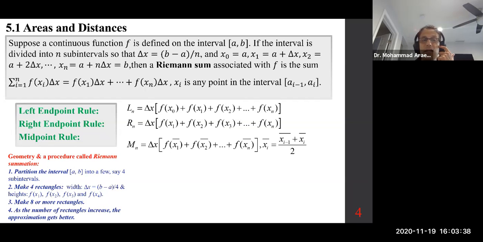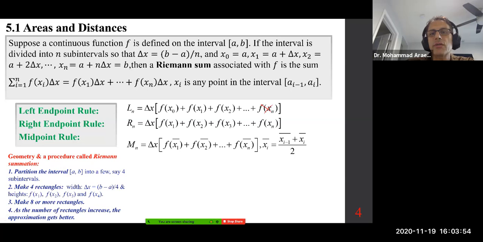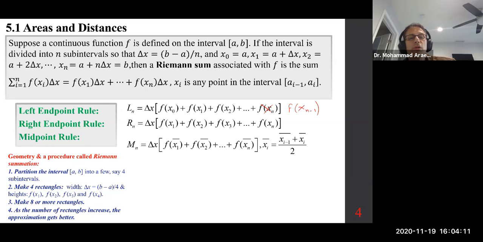For L sub n, it is delta x times f of x sub 0 all the way to f of x sub n minus 1. And for R sub n, it is f of x sub 1 to f of x sub n. Delta x for all of them is the same. It is the height that would be different. And for the midpoint, somewhere in between, that means the 2 endpoints, you add them up and divide by 2.